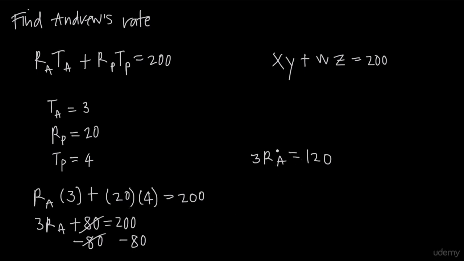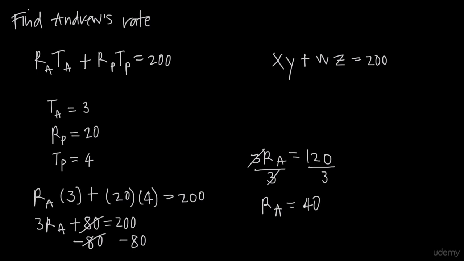Now, because we have r sub a multiplied by 3, we want to do the inverse operation and divide by 3, but of course we have to do that to both sides. We'll get 3 to cancel from the numerator and denominator on the left, leaving us with just r sub a, and then on the right hand side we get 120 divided by 3, which we know is 40. So we found that Andrew's rate is equal to 40.